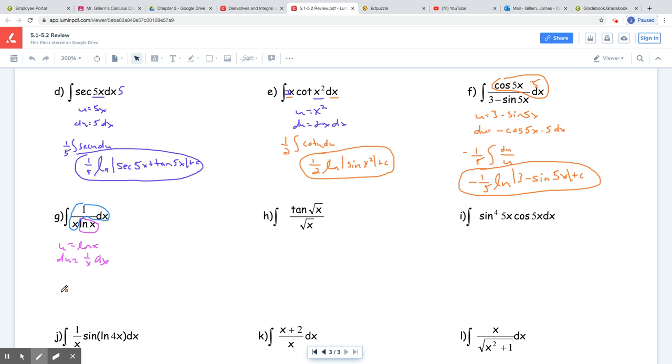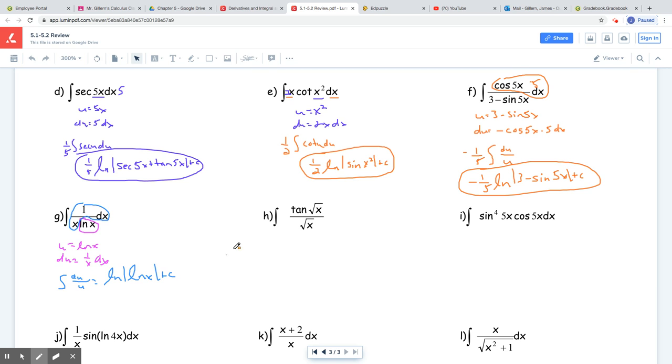So I don't need to add anything. This just becomes, I already have all of my du right there over natural log of x, my u. So the answer is just the natural log of the natural log of x plus c. All right. There you go.